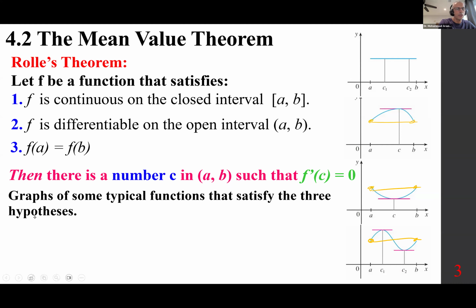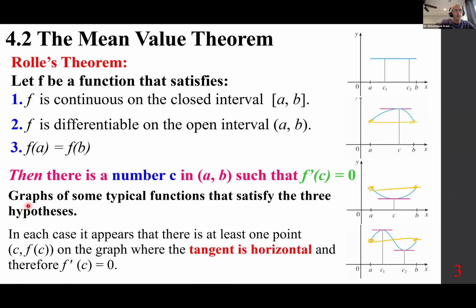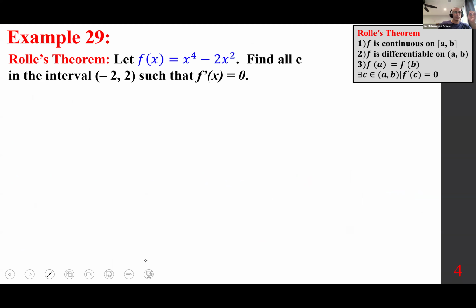In all cases, if you connect the two points, as you can see, you're dealing with a horizontal line. Every horizontal line has f prime equal to 0. In each case, it appears that there is at least one point, c comma f of c, on the graph where the tangent is horizontal, and therefore f prime of c equals 0. That's the concept. Having said that, let's look at this example.